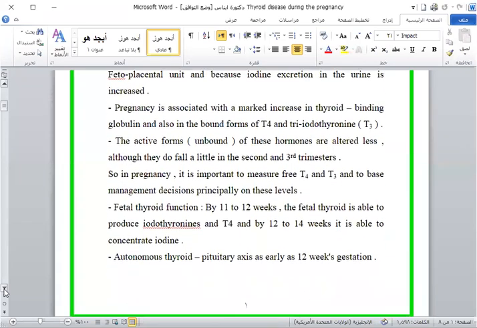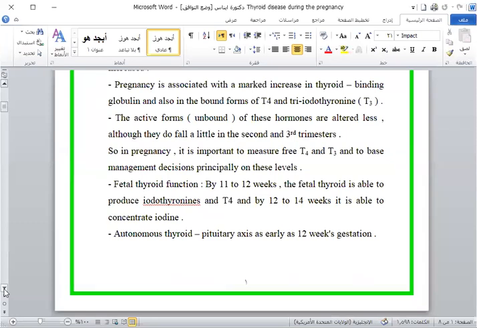By 11 to 12 weeks, the fetal thyroid is able to produce iodothyronine and T4. By 12 to 14 weeks, it is able to concentrate iodine in the fetal thyroid. Autonomous thyroid pituitary axis as early as 12 weeks gestation will be complete. يعني الفيتس خلال 12 أسبوع even thyroid pituitary axis also will be completed and can work autonomously without need for the maternal thyroid after 12 weeks of gestation.